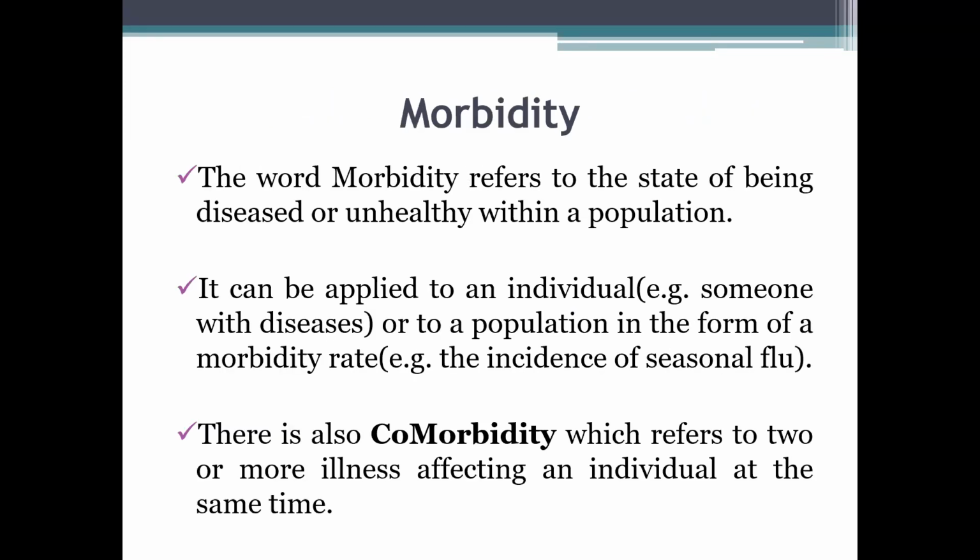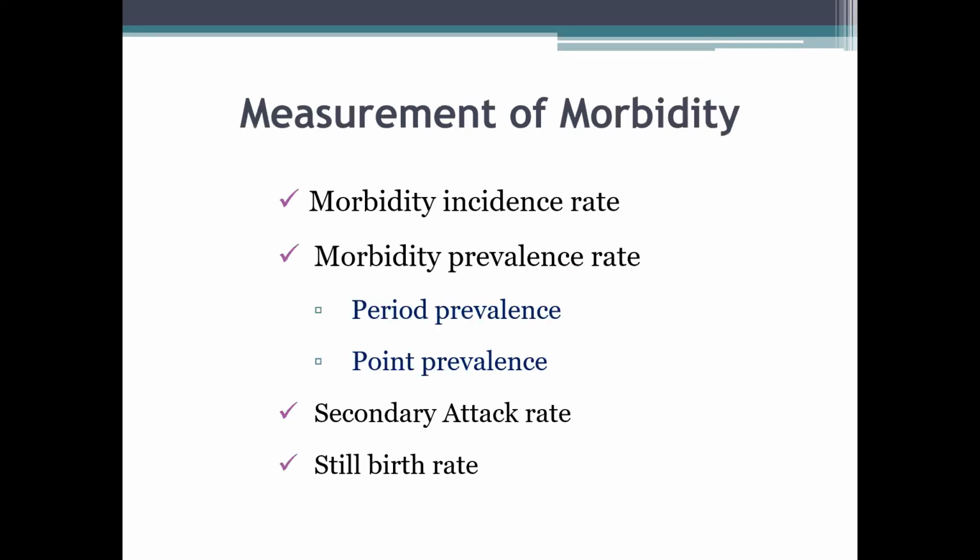Morbidity. Next, we will see morbidity. Morbidity refers to the state of being diseased or unhealthy within a population. It can be applied to an individual or to the population in the form of a morbidity rate. There is also comorbidity, which refers to two or more illnesses affecting an individual at the same time. That is what we call comorbidity.